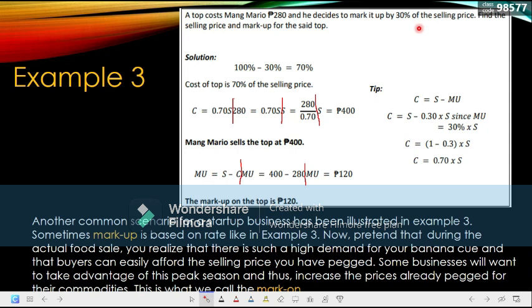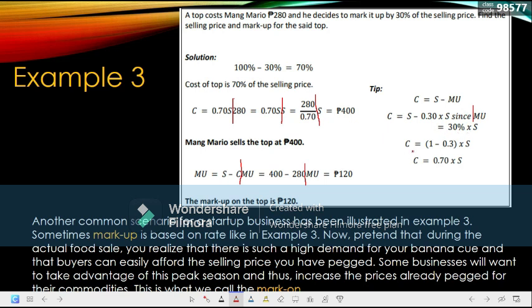30% of the selling price. It is given that the markup is 30% of the selling price. Therefore, we will have the cost price is equal to the selling price minus 0.30 times S, or selling price, since markup is 30% of the selling price.